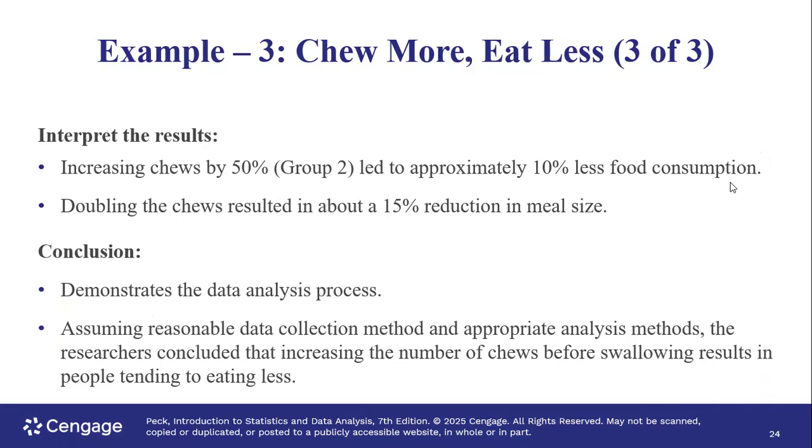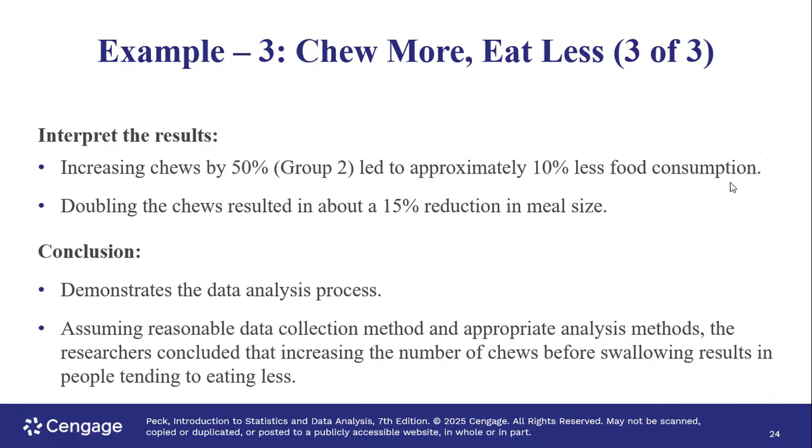Interpret the results. If you increase from the 20 baseline to 30 chews, which is by 50%, they will eat 10% less food. And if you go from 20 chews in doubling the chews, that is group 3, second bullet. That means you went from a baseline of 20 to 20 times 2, 40 chews before swallowing the food.